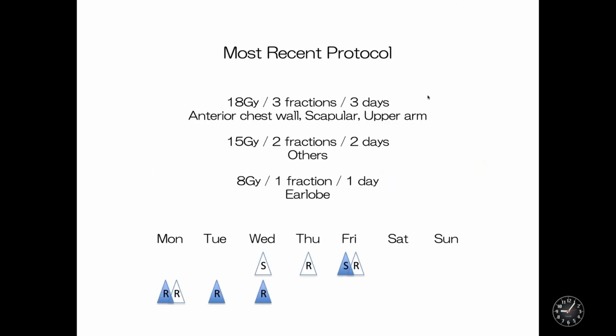And this is the most recent protocol. We have changed and optimized the protocol little by little. And now, the anterior chest wall, scapula, and upper arm high tension area is treated by 18 Gy in 3 fractions over 3 days. And the yellow area is treated by 8 Gy in 1 fraction in 1 day. And other regions are treated by 15 Gy in 2 fractions over 2 days.